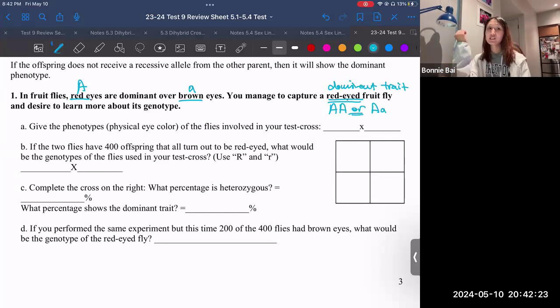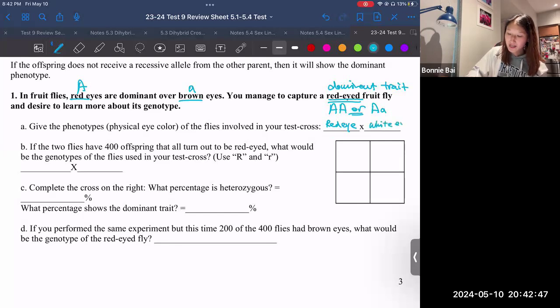Now we want to determine what it is. Okay, so how do we do this? Well, question A, give the phenotype of the flies. The phenotype of the flies will have to be the red eye. It doesn't say a male. It doesn't matter. Okay, so we take a red eye fly, and then we have to cross it with a white eye. We like the white eye because white eye shows the recessive trait. Wait, no, it's not white eye. I'm losing my mind. It's not white eye, it's brown eye.